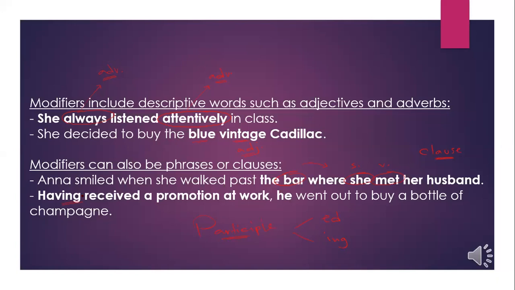طيب انا دلوقتي عندي كلمة having هنا. Having received a promotion at work. Who received the promotion at work? مين اللي being described by this phrase؟ ما عنديش حاجة, عندي هنا ايه؟ comma. لازم الحاجة أو الحد اللي بيتوصف بالفريز يجي بعد الكومة. تمام؟ يعني مين اللي being described as having received a promotion at work؟ He. لو أي حاجة تانية غير he دي جت هنا this is a problem.